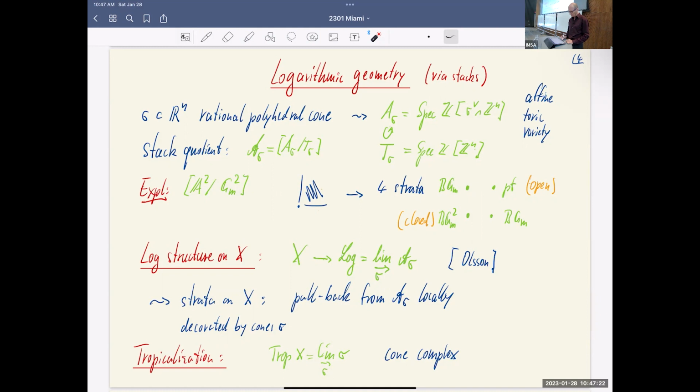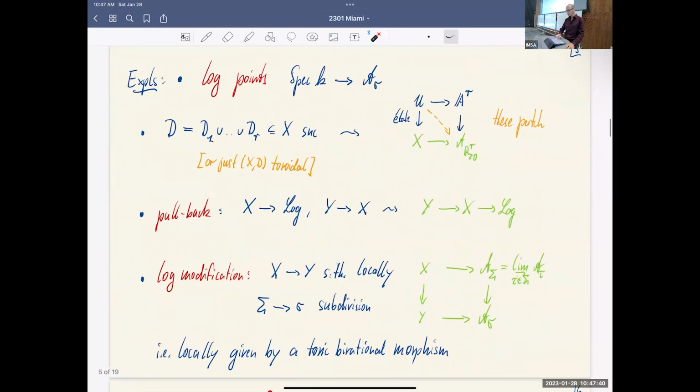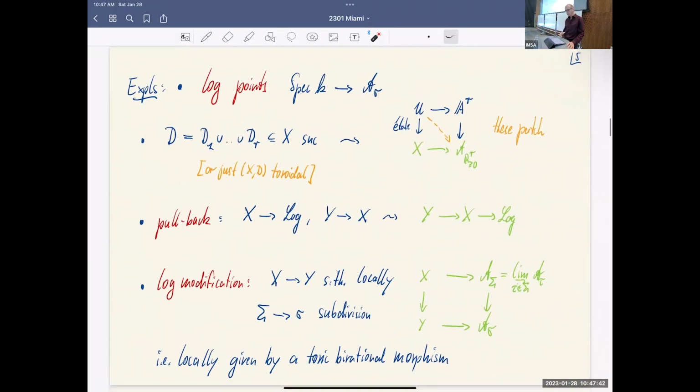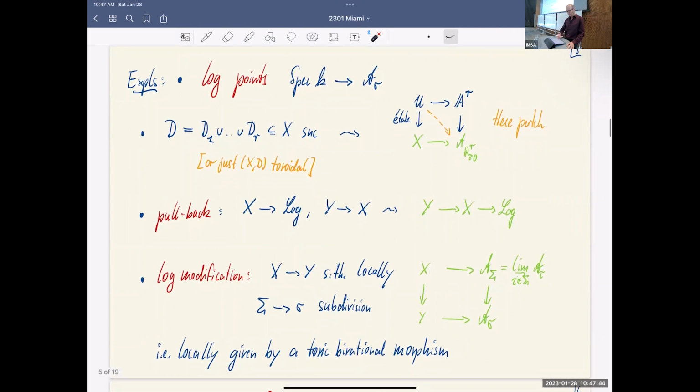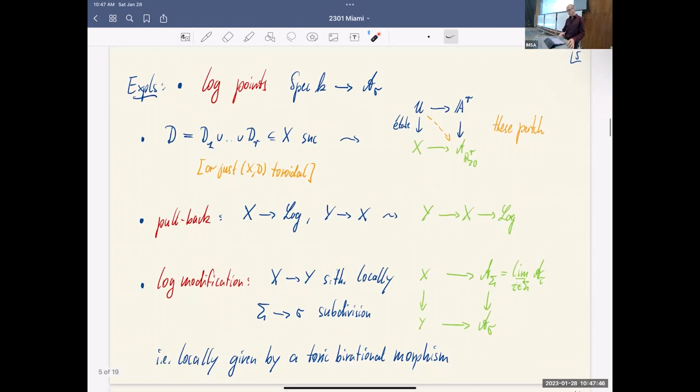But on a good approximation, this is the tropicalization of the cone complex. So if you start with the toric variety, take the obvious maps to these affine pieces, then what you get will be the fan. The fan of the toric variety is its tropicalization, the associated tropical variety. And then, just wrapping up this discussion on log structures, here are a few examples.